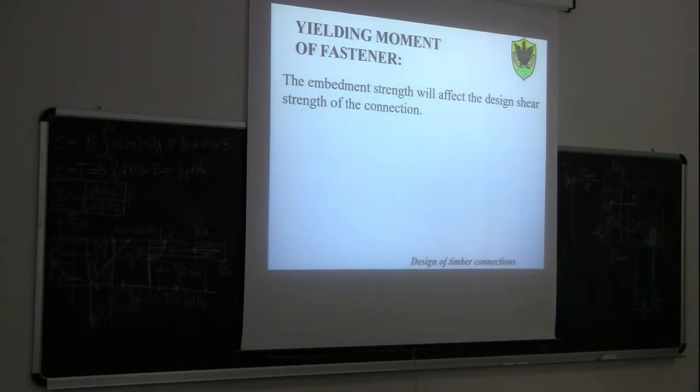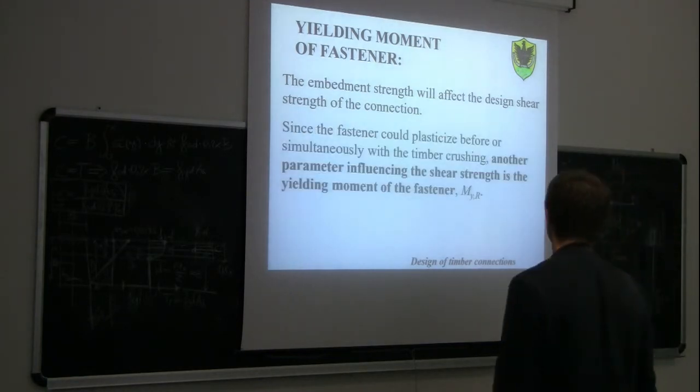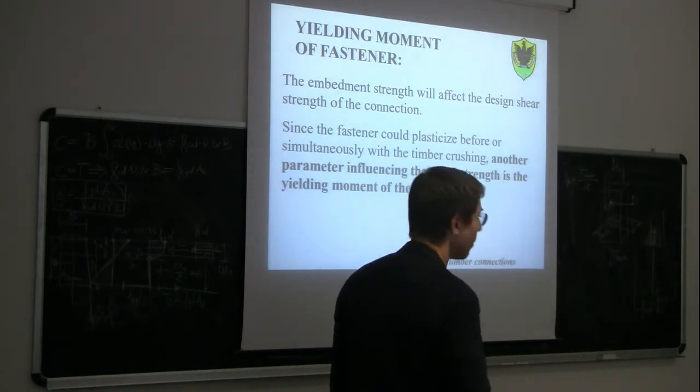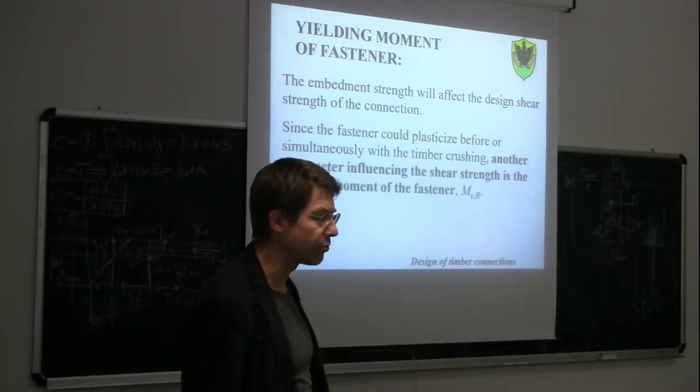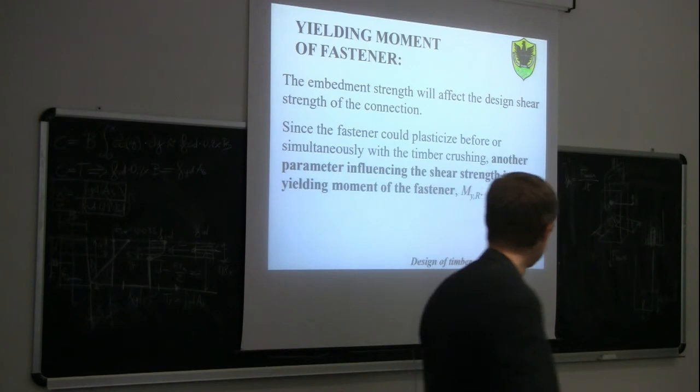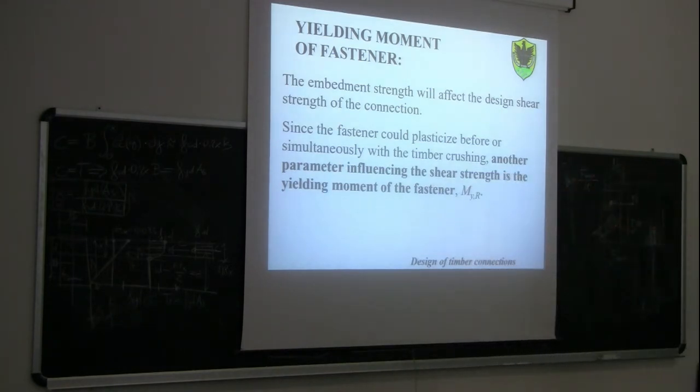So, for this reason, it's very important to know another parameter, which is the yielding moment of the fastener. We have a fastener which is basically a cylinder, and if we do a bending test on this cylinder, we can find out the yielding strength, the yielding moment of the fastener itself.